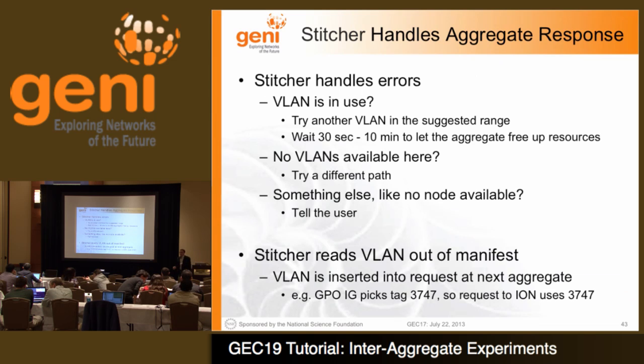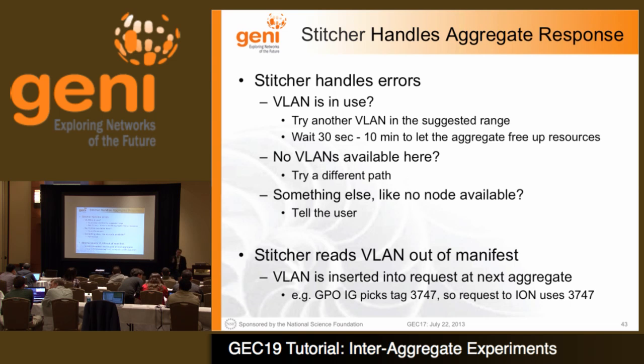So let's talk about errors. What happens when things go wrong? Because things do go wrong. I'm answering Paul's question, but he's busy. What happens if the VLAN tag that you asked for is already being used by somebody? You get back an error.